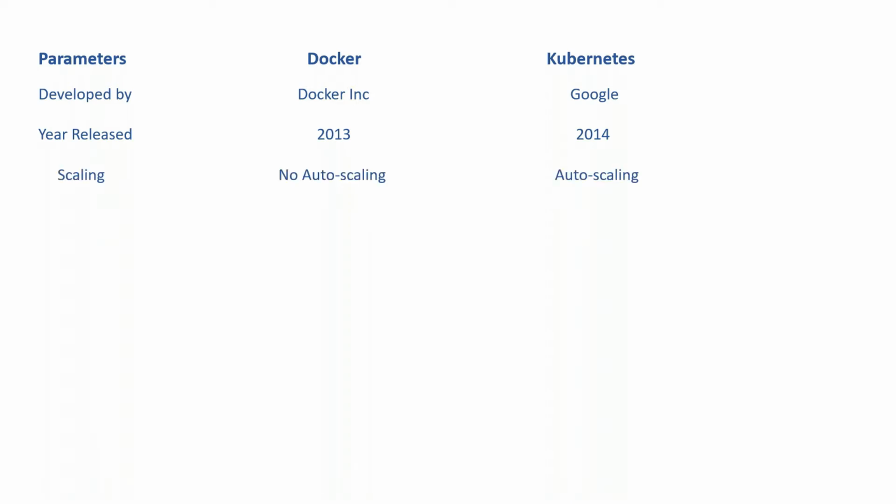Next one, scaling. In Docker, there is no auto scaling. In Kubernetes, we have auto scaling. We know auto scaling. What is auto scaling? We discussed it in AWS. The same way, here also we have auto scaling. It will scale up applications.